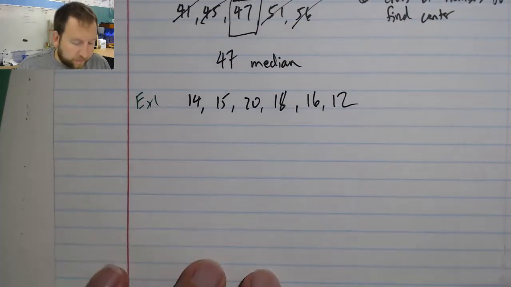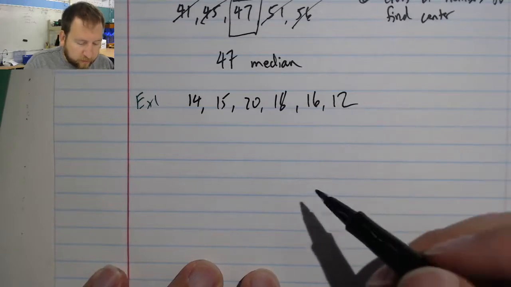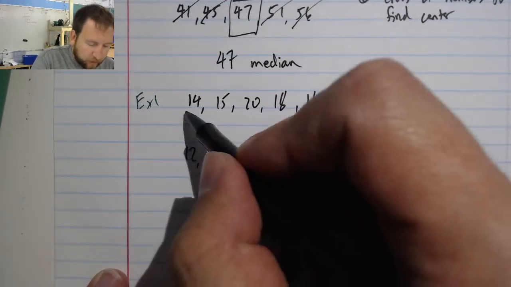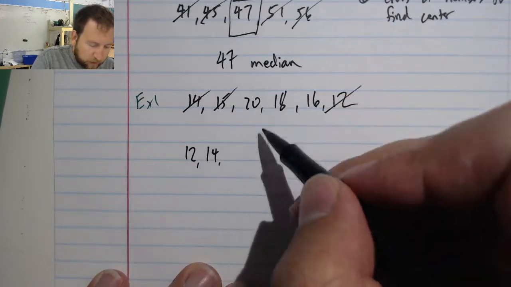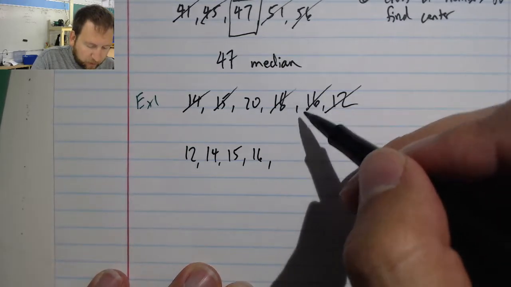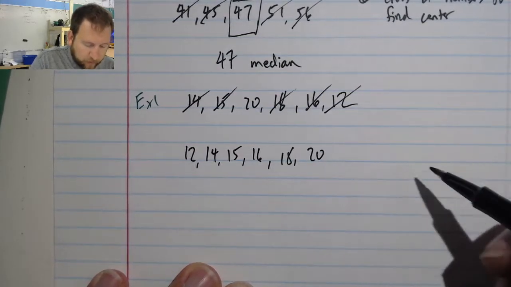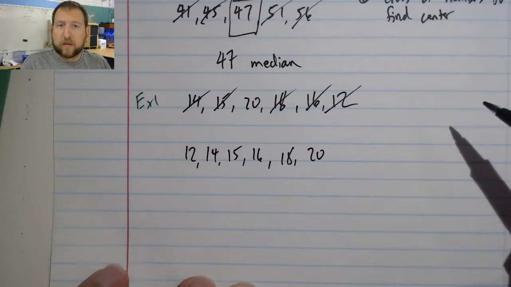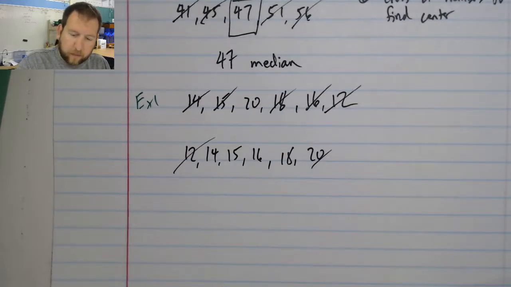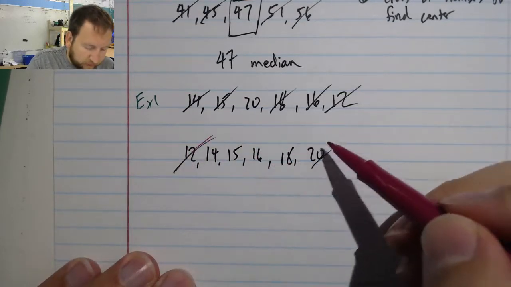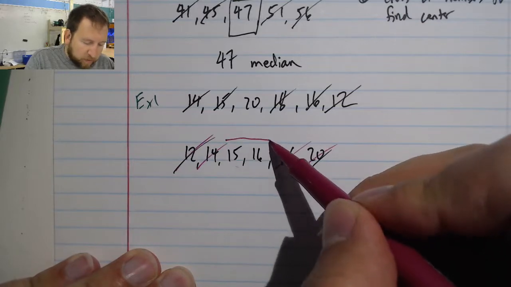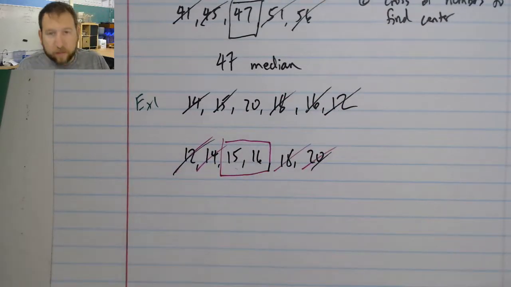Okay, to find the median, the first thing I'm going to need to do is to sort them low to high. Okay, so I'm going to start with my 12, 14, 15, 16, 18, and 20. Then I'm going to cross off numbers till I get a center. Let me use maybe a different color to cross off. Might look a little fancier. So now I have a problem here. I have two numbers in the center.